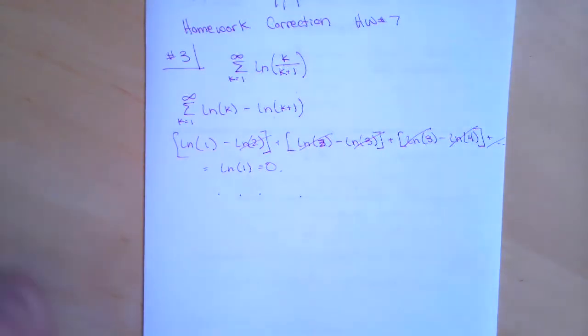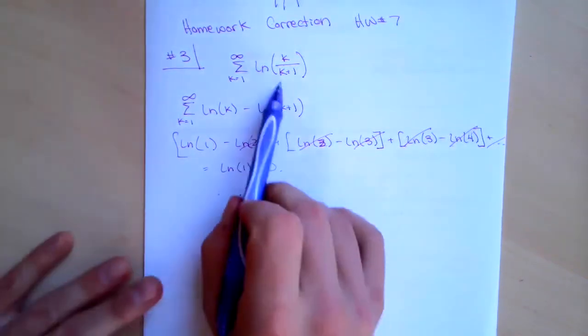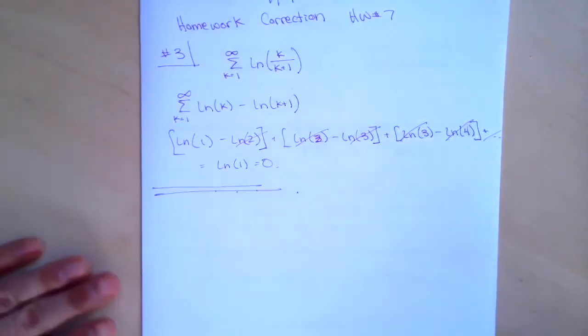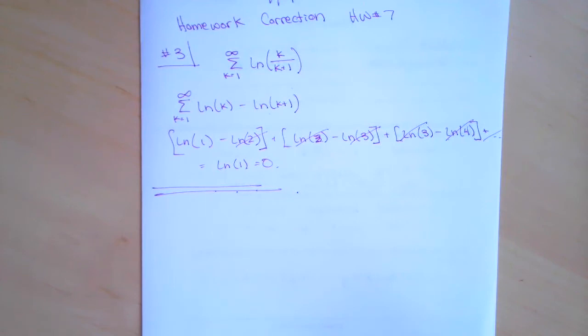It's plus infinity, minus infinity, plus infinity, minus infinity. And what's that going to do? It's kind of another ambiguous case when we get an infinity minus infinity. So to do this one properly, I think the best way to do it would be to do the integral test.